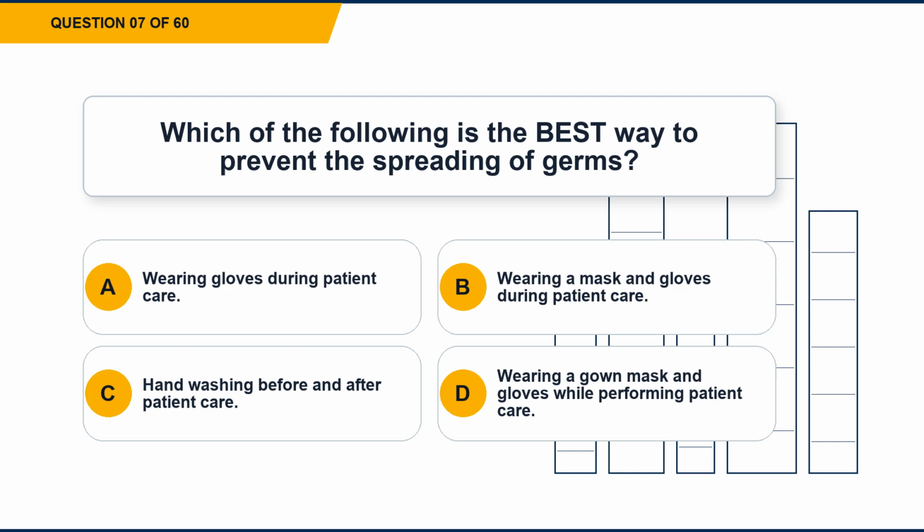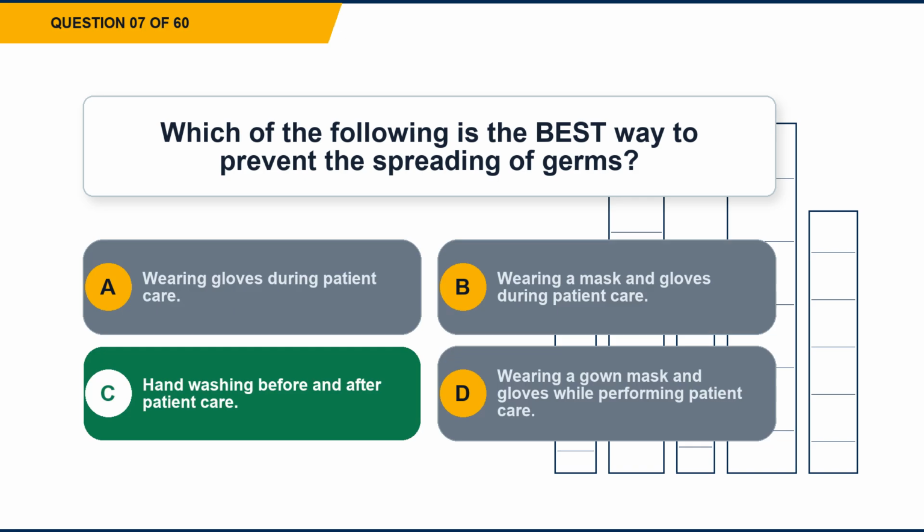Question 7. Which of the following is the best way to prevent the spreading of germs? Option A, wearing gloves during patient care. Option B, wearing a mask and gloves during patient care. Option C, hand washing before and after patient care. Option D, wearing a gown, mask and gloves while performing patient care.